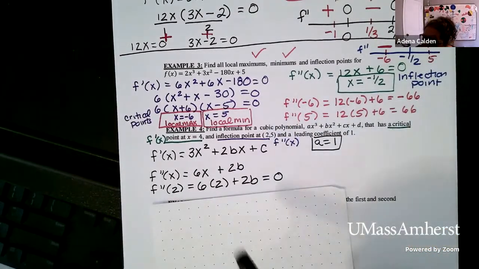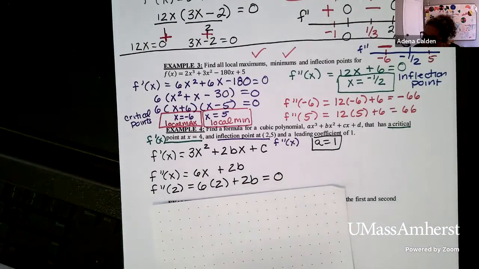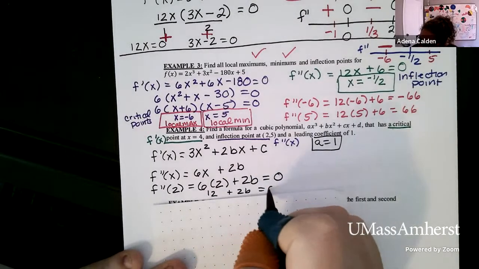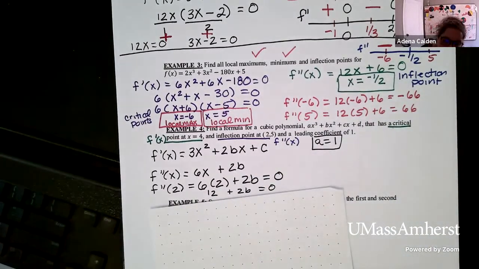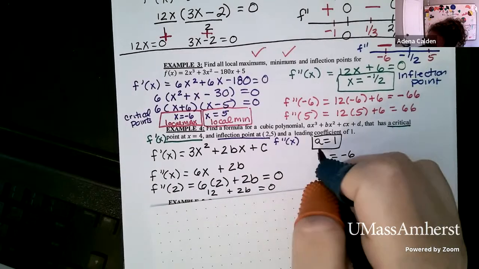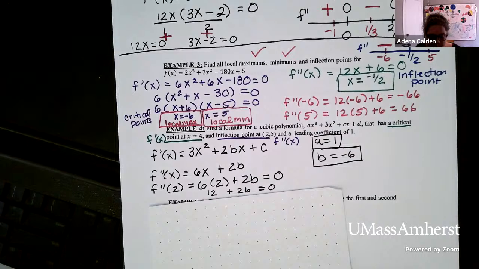So now I have 6 times 2 plus 2b equals 0. So that's the same as 12 plus 2b equals 0. So if I subtract the 12 over and then divide by 2, I find that b equals -6. Okay, I'm able to solve for b.